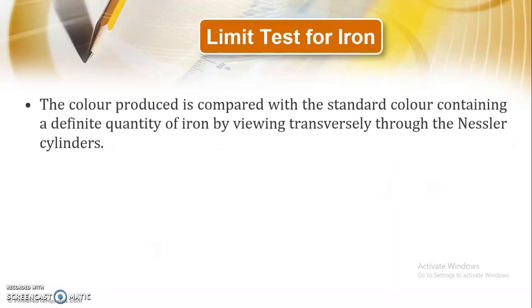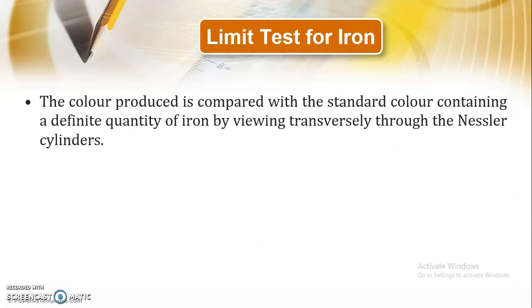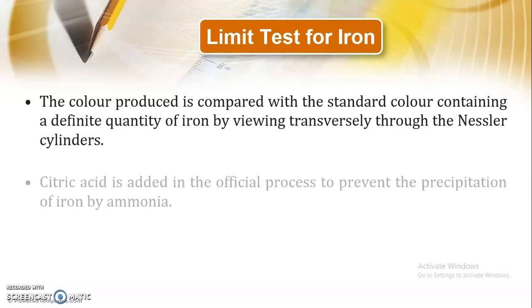Now the color that is produced is compared with the standard color containing a definite quantity of iron by viewing transversely through the Nessler cylinder. Like the limit test for chloride and sulfate, we are going to observe the color that is produced in this particular limit test.